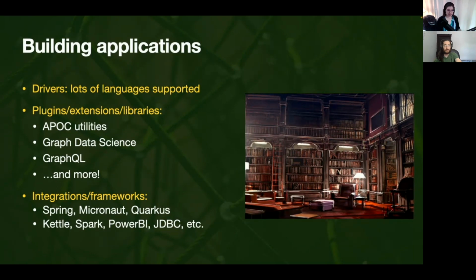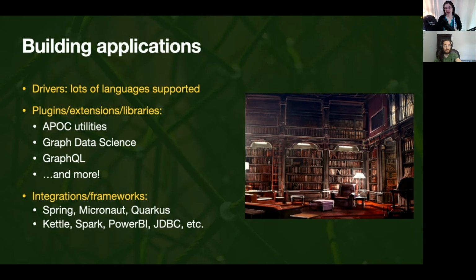We have a graph data science library. We have a GraphQL integration, if you will, that'll help you build a GraphQL API on top of Neo4j. Then we have other things, all sorts of things there as well. As far as integrations and frameworks you might want to connect to, things like Spring, Micronaut, Quarkus, all of that works with Neo4j.